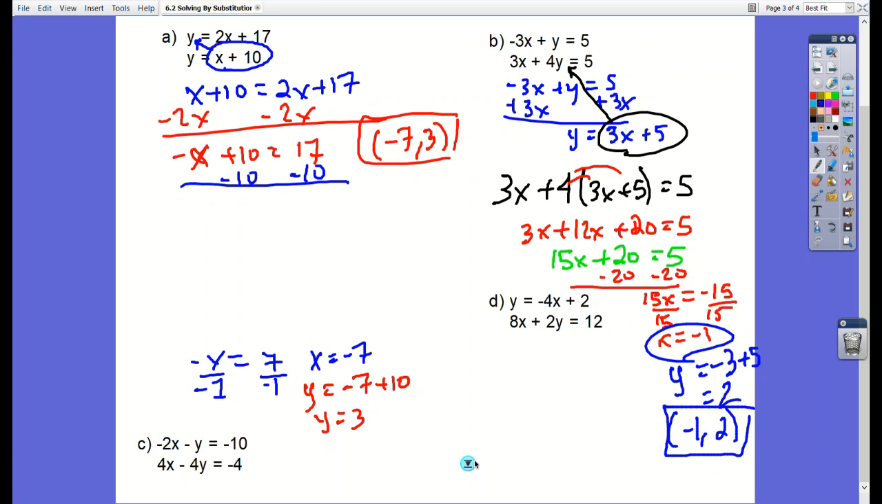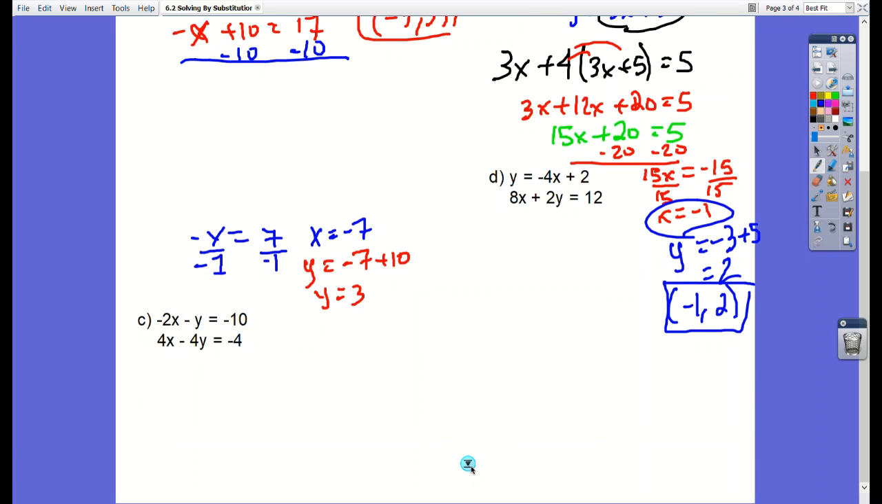Right? Alright, so for our next one, for part C here, and I'll just rewrite D. What variable do you guys want to solve for? Second, first one. First one. This one? Yeah. So that's a great one. 2 steps, right? Add the 2x over, divide by a -1.